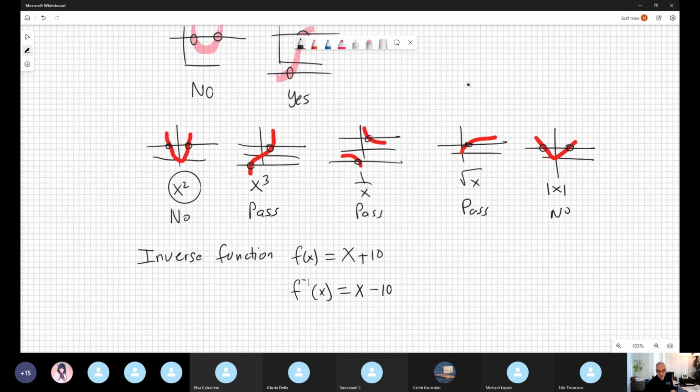Let me try to explain. You pick one arbitrary point, x equals 5. I'm plugging in 5 here. Obviously it is 5 plus 10, which is 15. Okay? Now suppose that I plug 15 into the inverse function. So x equals 15 is a new x. I plug 15 into the inverse function, which is x minus 10. 15 minus 10 is 5. Wow. And we come back again to the beginning.